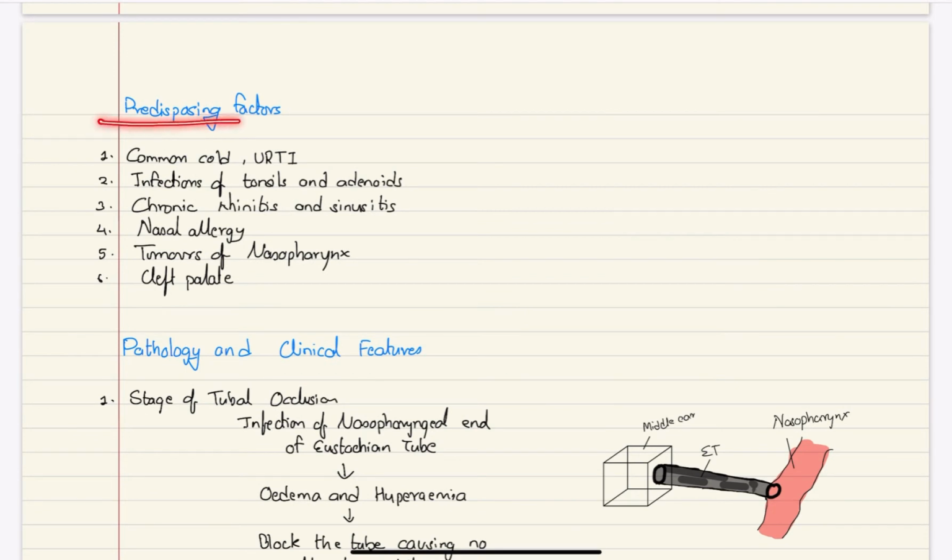Let's talk about predisposing factors. Anything that interferes with normal functioning of the eustachian tube predisposes to middle ear infection. It could be the common cold, upper respiratory tract infection, infections of tonsils and adenoids, chronic rhinitis and sinusitis, nasal allergy, tumors of the nasopharynx, and cleft palate.